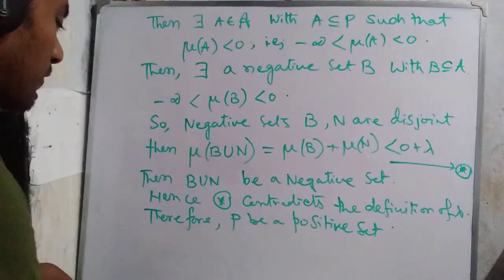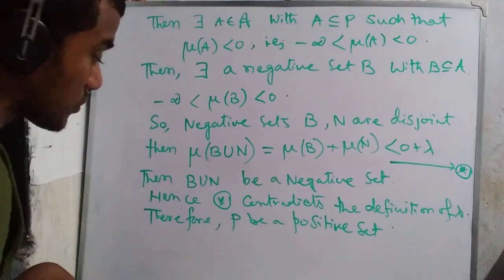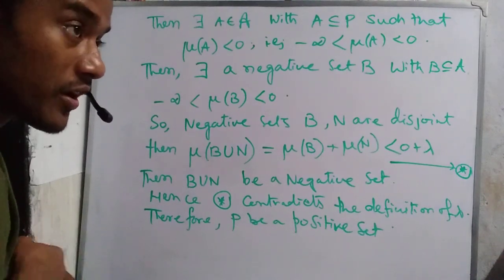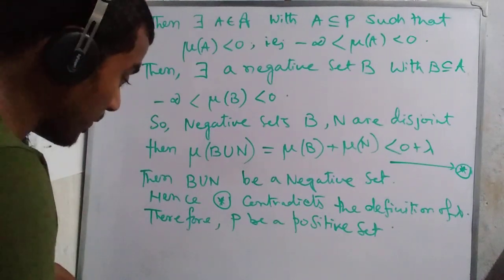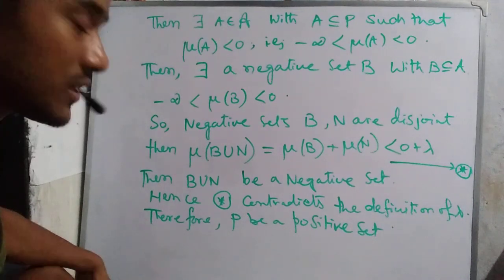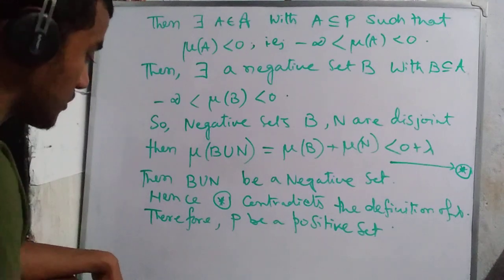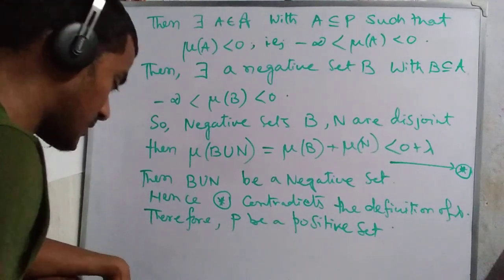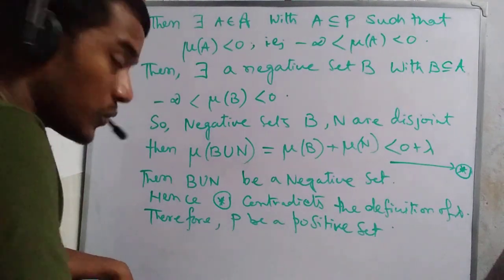This theorem shows that there exist a positive set and a negative set which are disjoint and whose union equals X in a signed measure space. Today I discussed this important Hahn decomposition theorem in measure space. I think all of you understood, and this one is so easy.